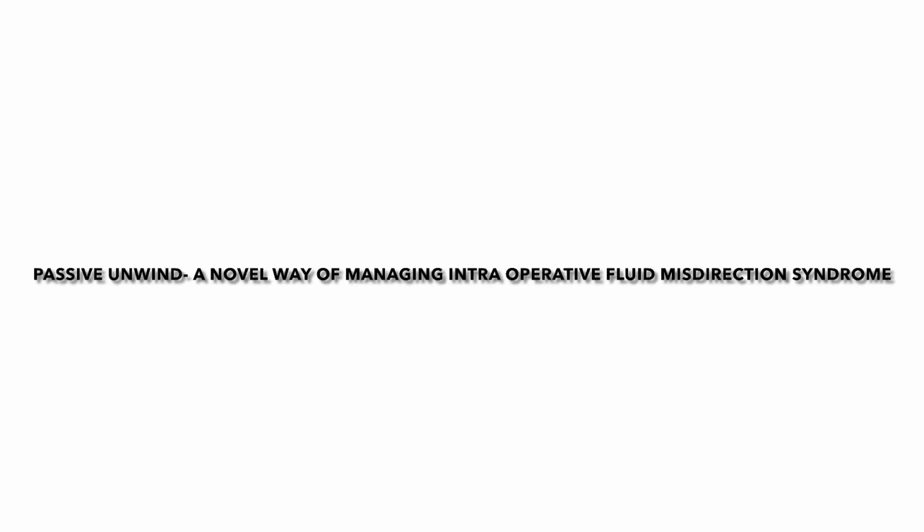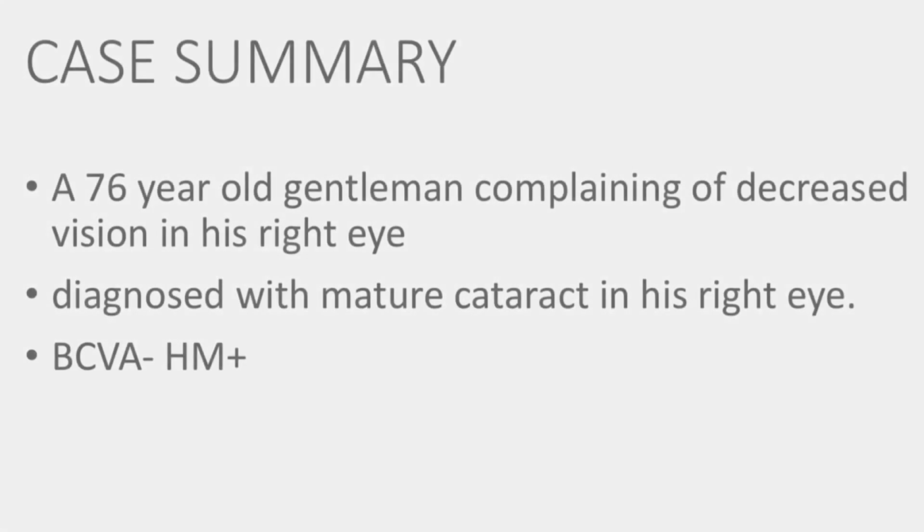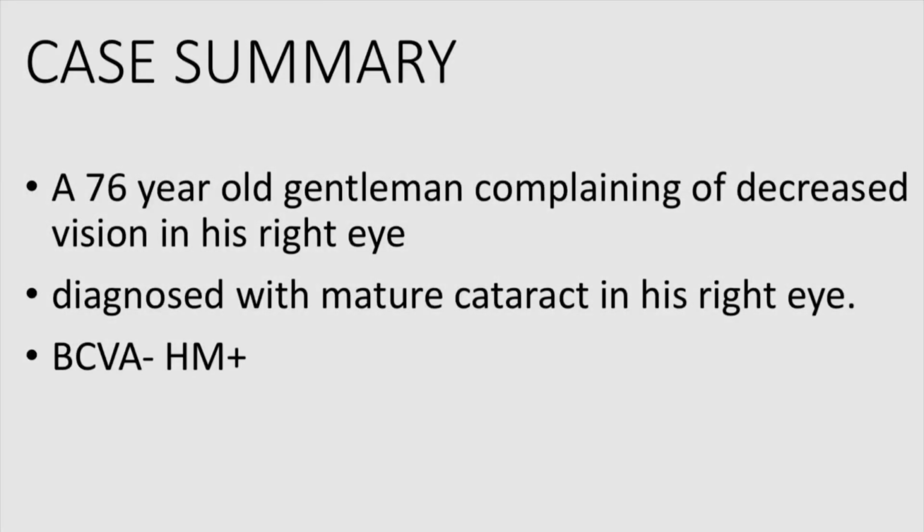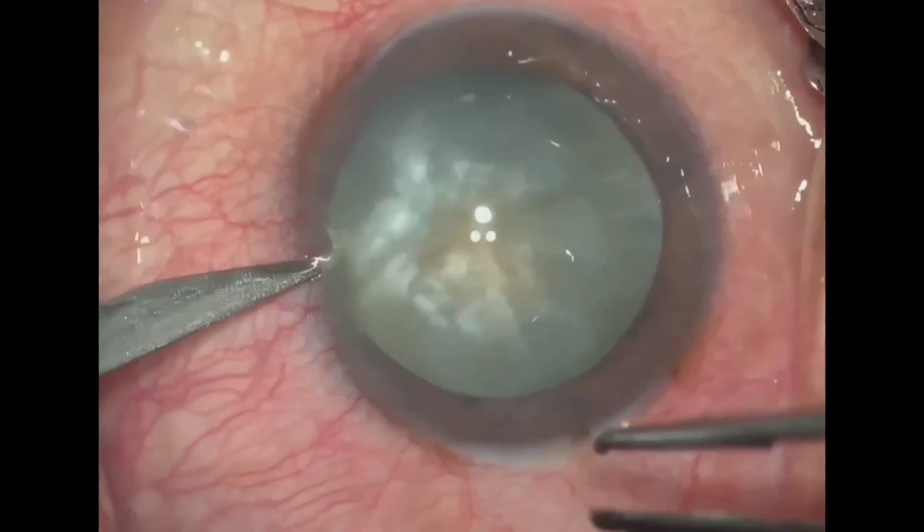In this video titled Passive Unwind, a novel way of managing intraoperative fluid misdirection syndrome, we present a case of phacoemulsification in a 76-year-old man diagnosed with mature cataract in his right eye.